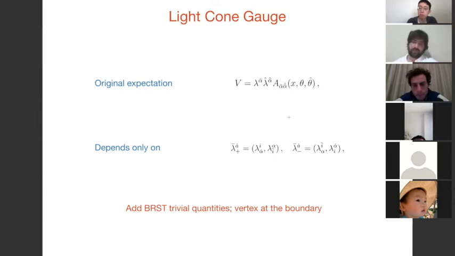So it should be possible to recover a more general, more covariant description in terms of all the lambdas, by adding some BRST trivial quantities that change the gauge of this vertex operator. So the vertex is always defined up to some BRST trivial quantity. If you start with our vertex that only depends on lambda bars, as I show in the next slide, you can have dependence on the other lambdas only by adding BRST trivial quantities.